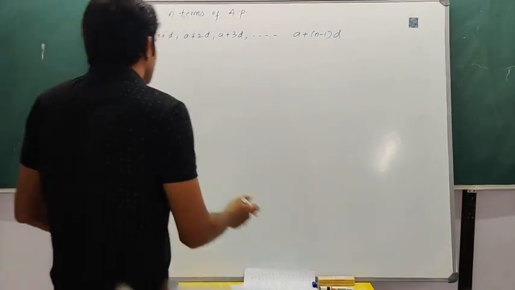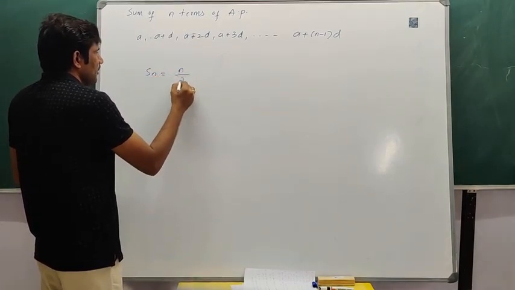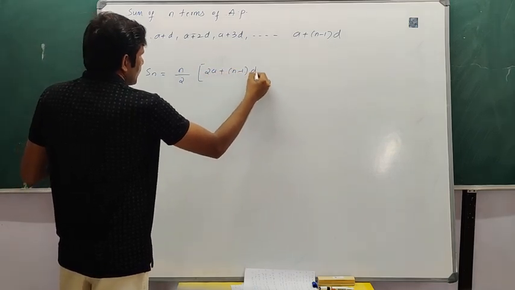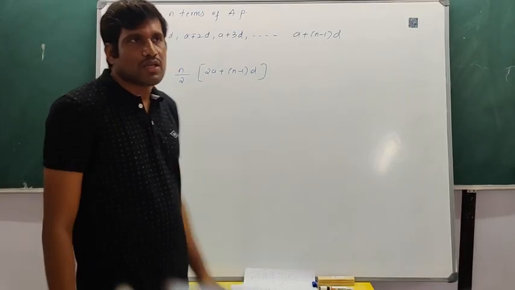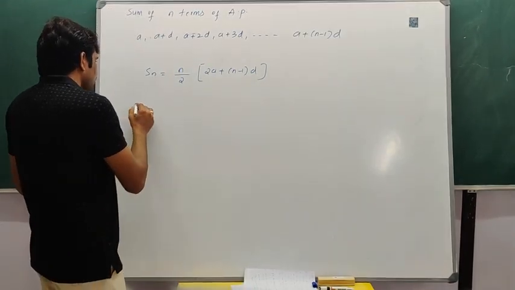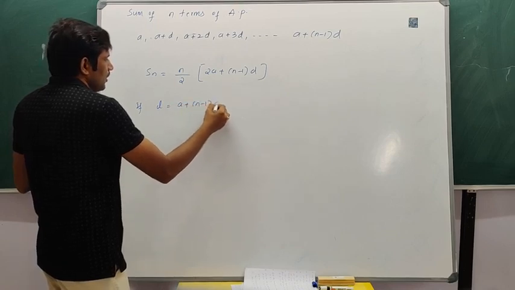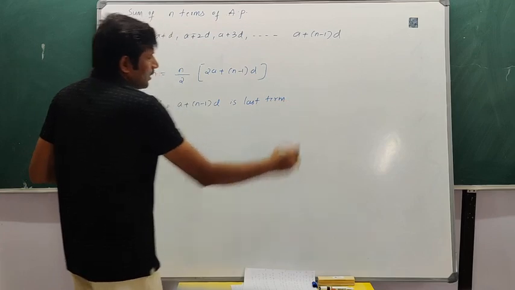So what is the sum of n terms? There is no derivation, we can directly remember this. Sn, the sum of n terms, is n by 2 into the bracket 2a plus n minus 1 into d. This is the formula for finding the sum of n terms. If l is equal to a plus n minus 1 into d, that is the last term or nth term.